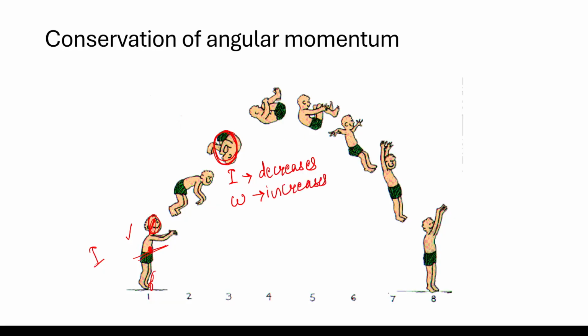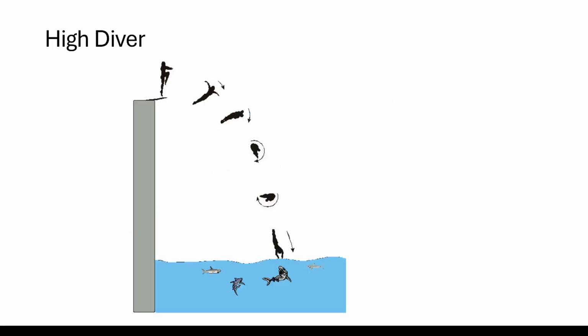Now at this point, he spreads his body. Why has he spread the body? To increase the I, and then omega decreases, because he wants to land with a small speed. The less angular velocity can be achieved by just distributing the mass through his body. Okay, another example, see a diver, a high diver.